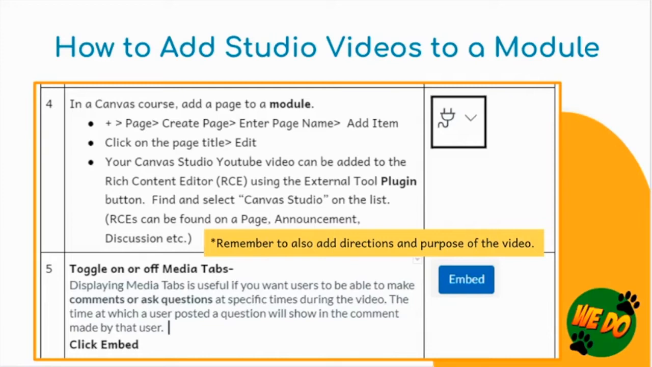RCEs, which are rich content editors, can be found in Pages, Announcements, and Discussions. So you'll see it in various forms within Canvas.